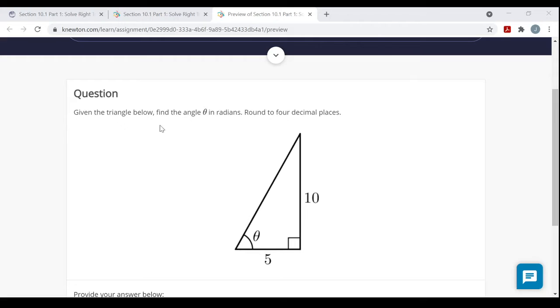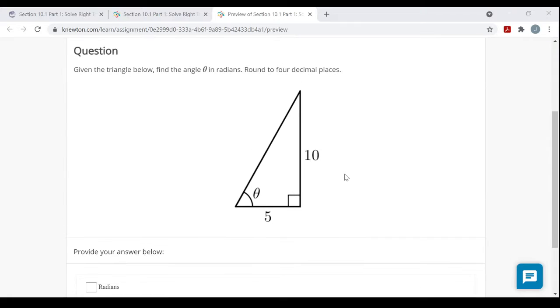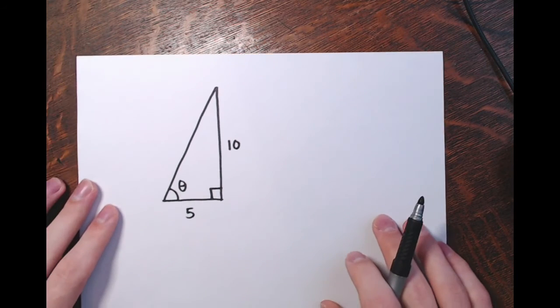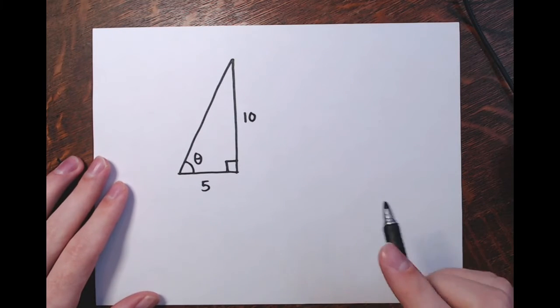So here we're given a right triangle. See this picture of a right triangle here. What we're asked to do is find the angle theta, labeled here. Find the angle theta in radians and round your answer to 4 decimal places, so the nearest 10,000th. I've drawn a picture of this triangle they gave us on a piece of paper.